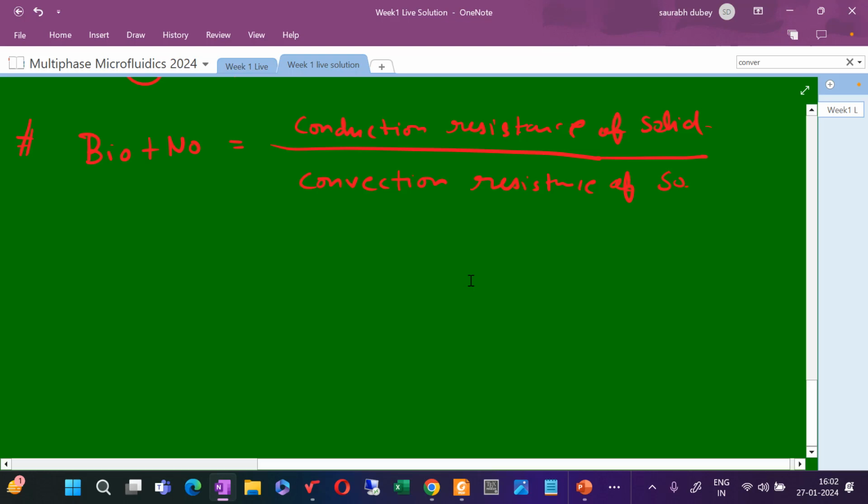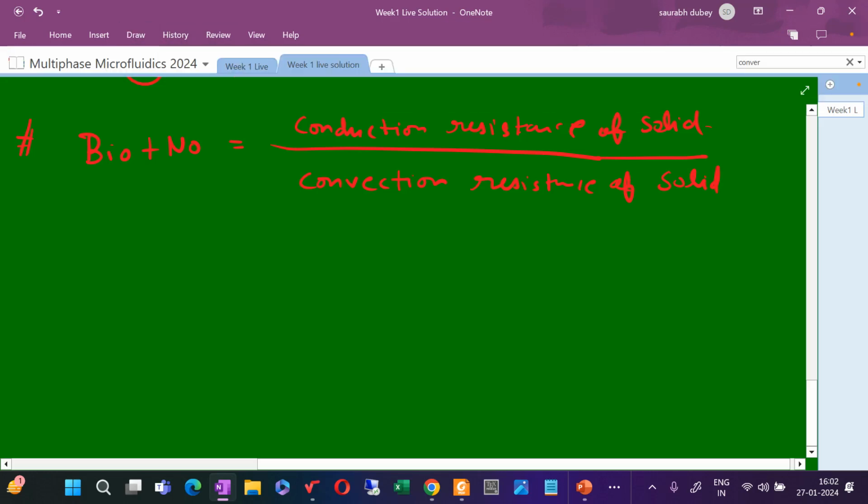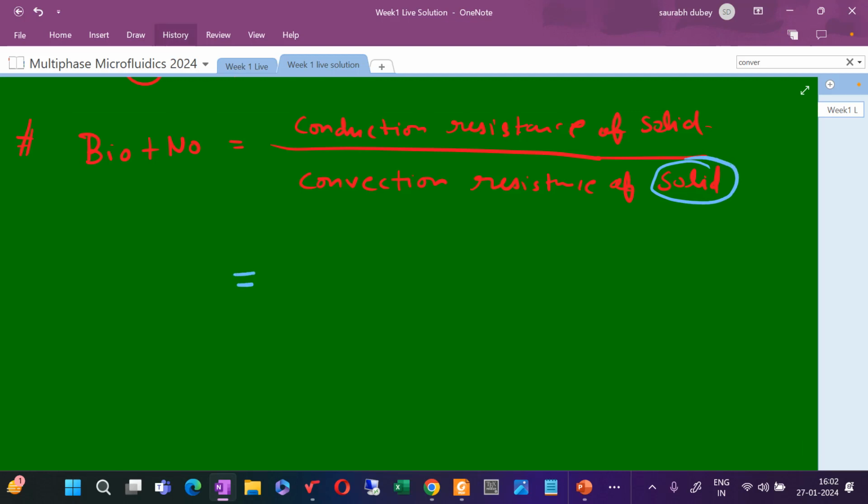Solid only. This is the grid. This is a very important point: in the Nusselt number, the fluid comes in, and in the Biot number, the solid comes in. Here, the conduction resistance in the solid will be L by KA, if L is the characteristic length of that particular solid, divided by the convective resistance, 1 by HA.